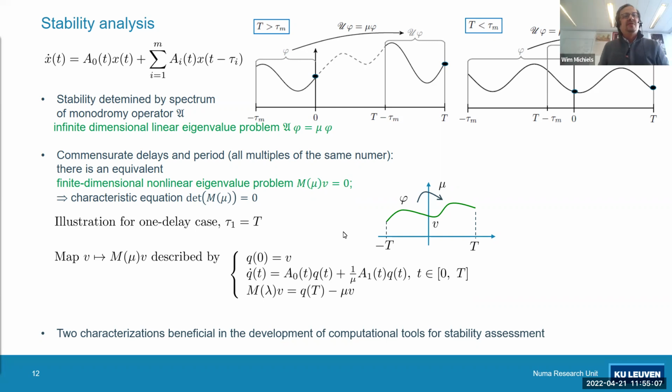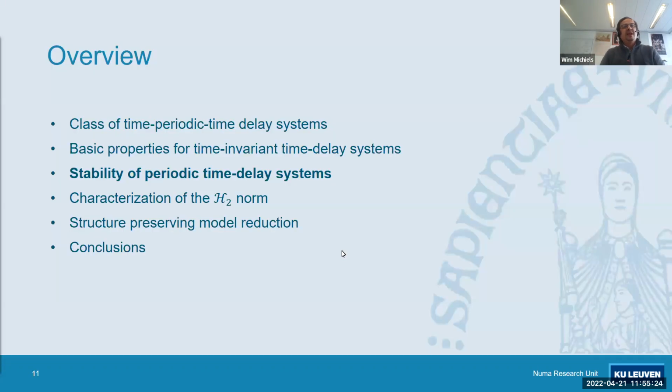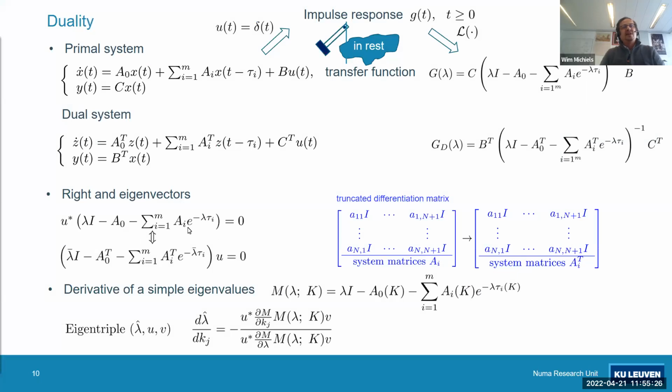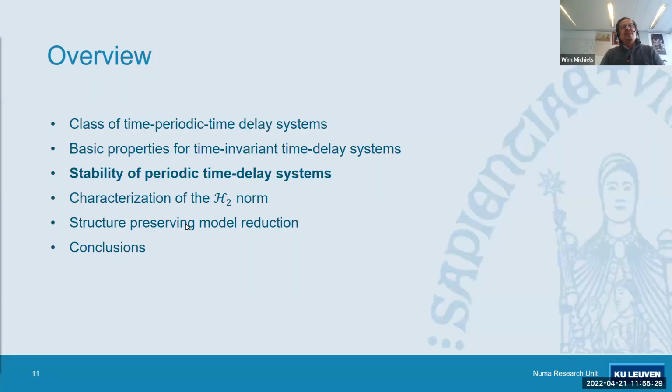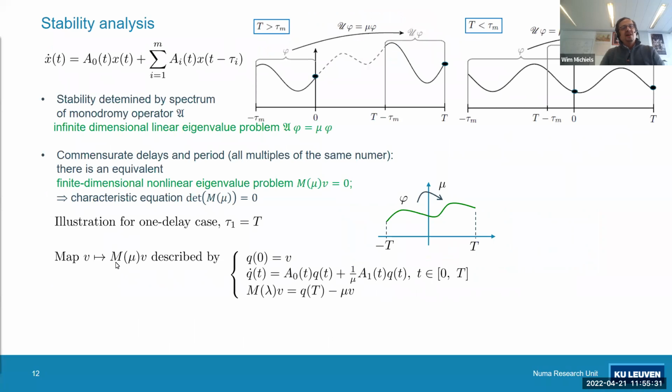In other words, we still have a finite dimensional non-linear eigenvalue formulation, which allows us to extend many results from control theory from time invariant to time periodic systems. But there's one big difference: before, the relation was very explicit, and now we get an implicit relation, in the sense that to determine M of mu times a vector, you have to solve an ODE. And once again, you can really combine the best of both worlds.